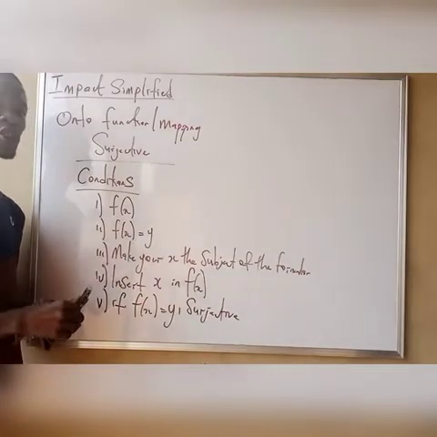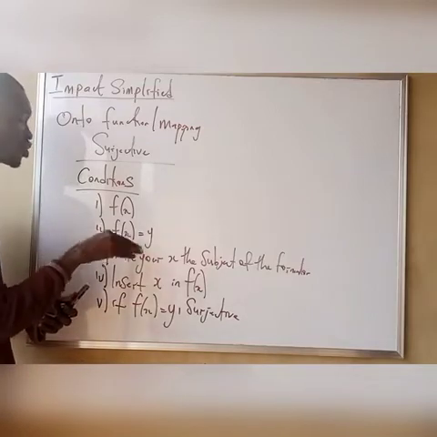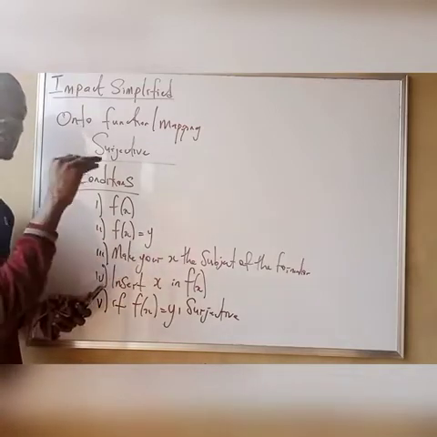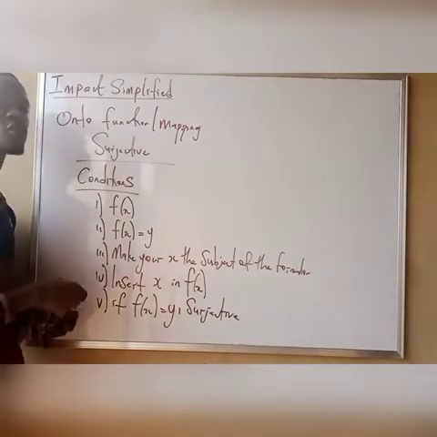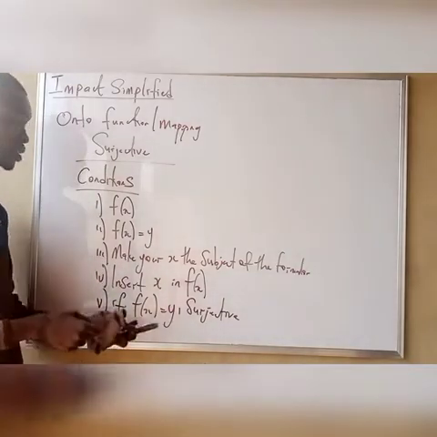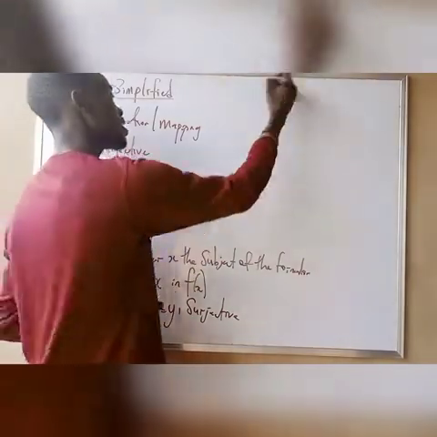The condition for surjective is different from injective. For surjective, we have f of x, you change it to y, you make your x the subject of the formula, you insert your x inside the function, and if your f of x is equal to y, that makes it surjective. For example, let's look at this.